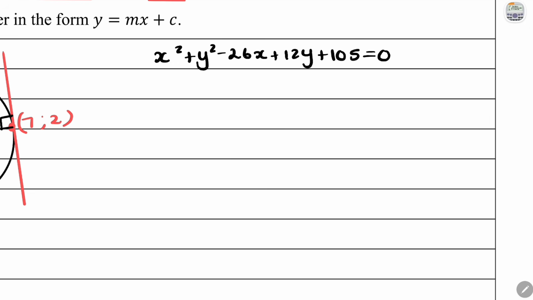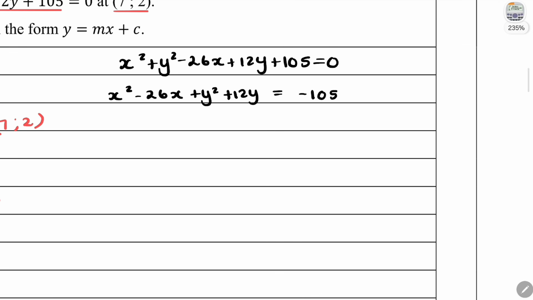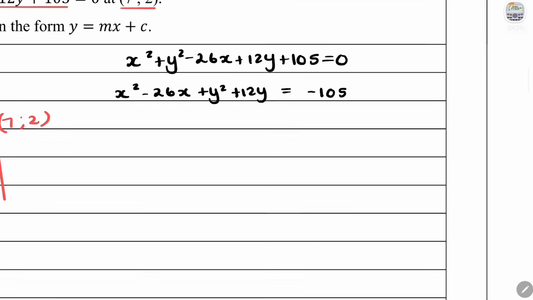Here's what we're going to do. We're going to rewrite this equation, ensuring that everything with x is next to each other and everything with y is next to each other, and then we will transpose whatever is a constant. So rewrite this as x squared minus 26x plus y squared plus 12y is equal to negative 105. Now that we have this, we're going to complete the square.